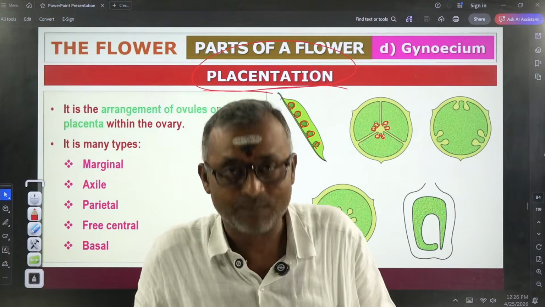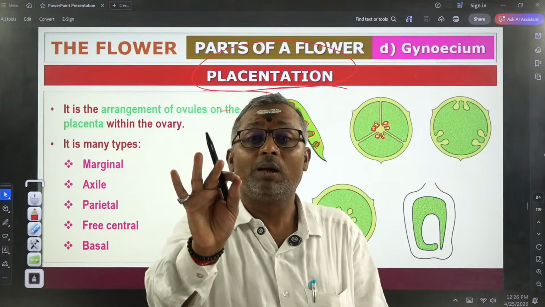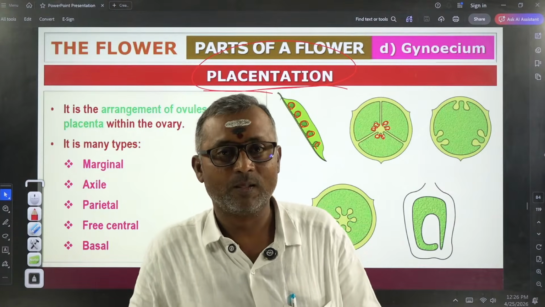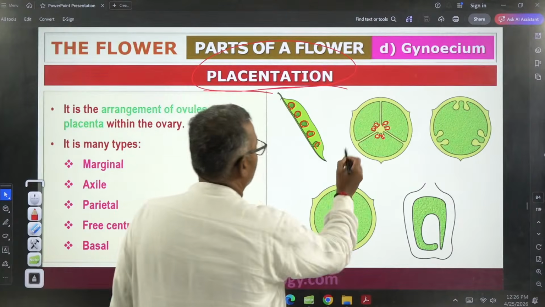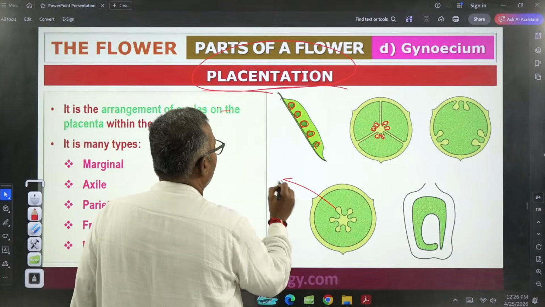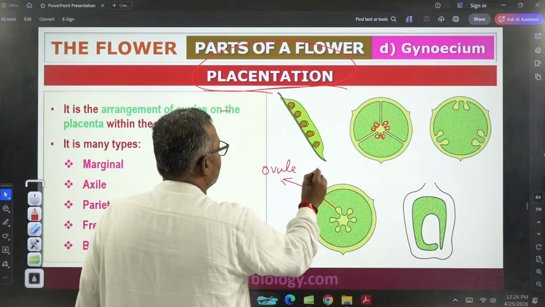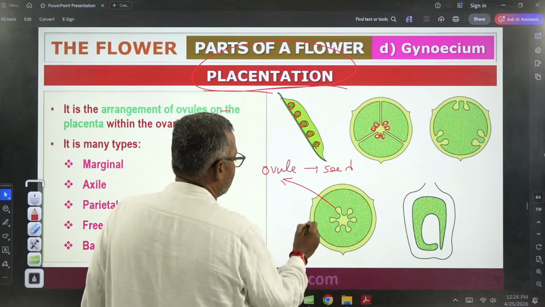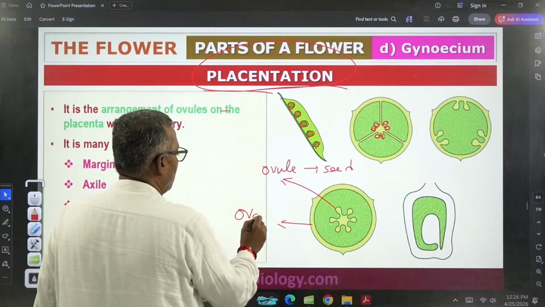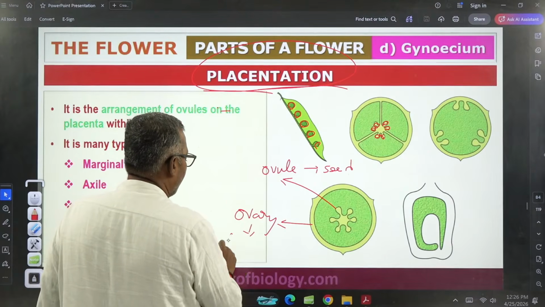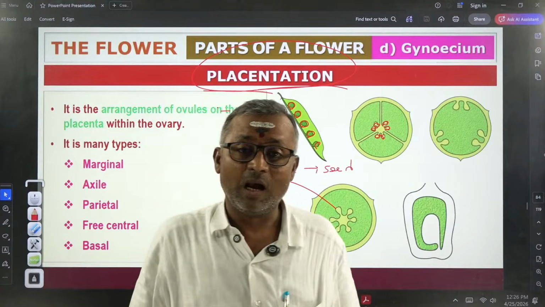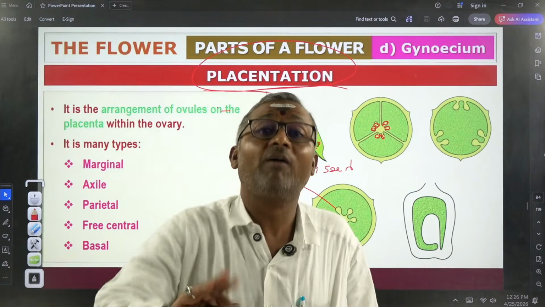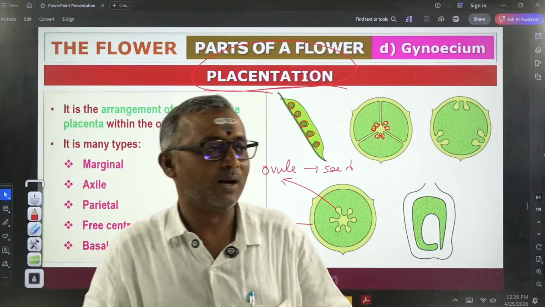After fertilization, ovule becomes a seed. See, this is the ovule, and this ovule becomes a seed. This is the ovary, and this ovary becomes a fruit. Ovary becomes a fruit and ovule becomes a seed, after fertilization. So you have to remember this.